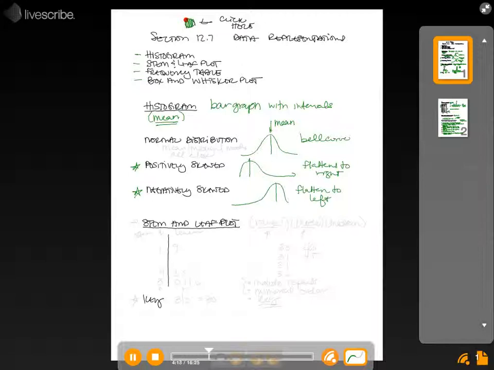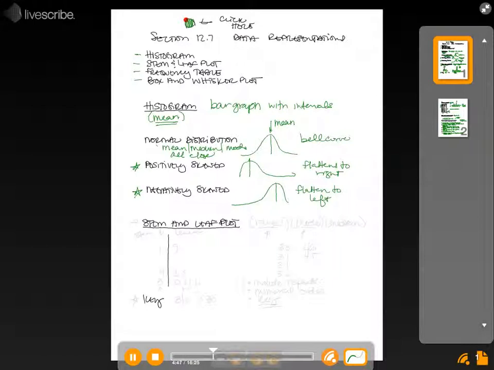Now, a couple characteristics of a histogram, and this all goes in the normal distribution, is that the mean, the median, and the mode are all close, which would mean it'd be a good data set. If you have a positively or negatively skewed, you wouldn't have a good data set. The mean isn't in the middle of your data set like it would be for a normal distribution.